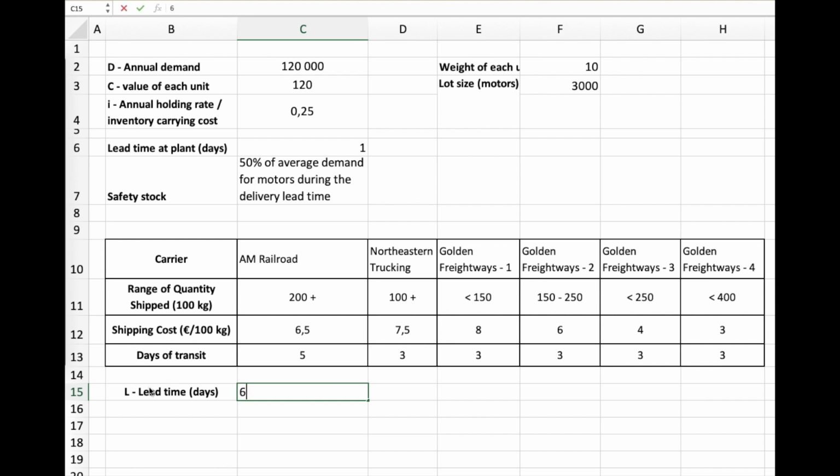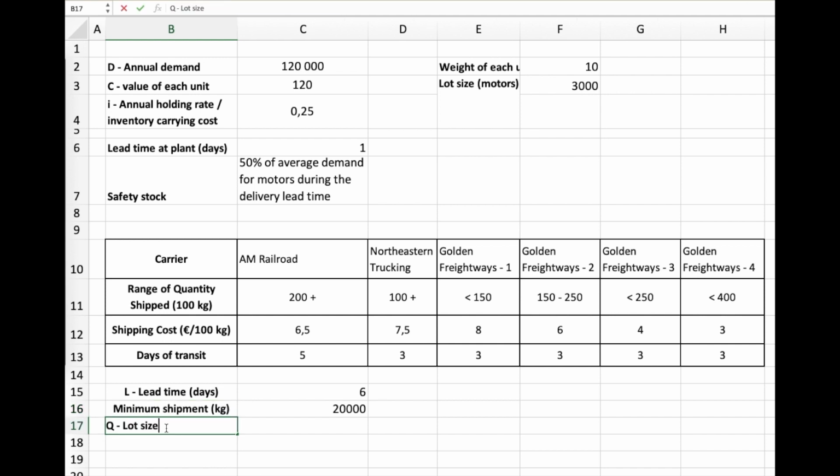Let's start with the basics. We can calculate the lead time. Here we have two lead times and the client is only aware of the total lead time. So we have to sum the lead time at the plant and the lead time from transit. The minimum shipment is easy to calculate, but don't forget that it is in kilograms.